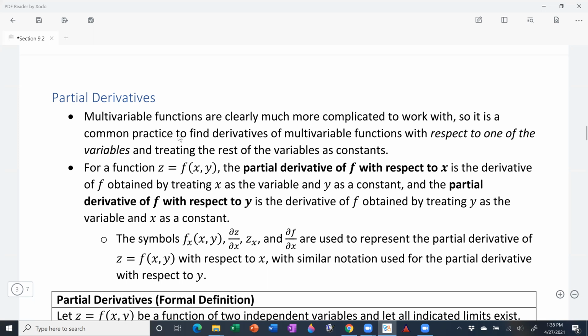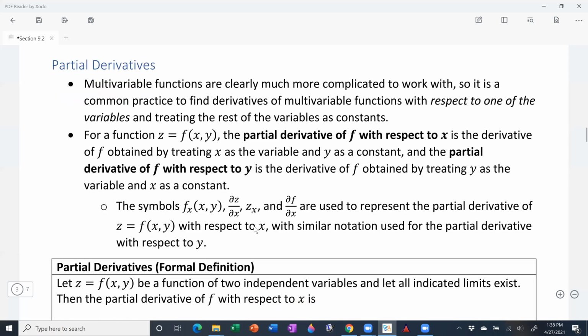Okay, kind of interesting. So for a function z equals f of x comma y, the partial derivative of f with respect to x, and it's going to be very important that we clarify which variable you're taking the derivative with respect to, is the derivative of f obtained by treating x as the variable and y as a constant. And in the other way, the partial derivative of f with respect to y is the derivative of f obtained by treating y as the variable and x as a constant.